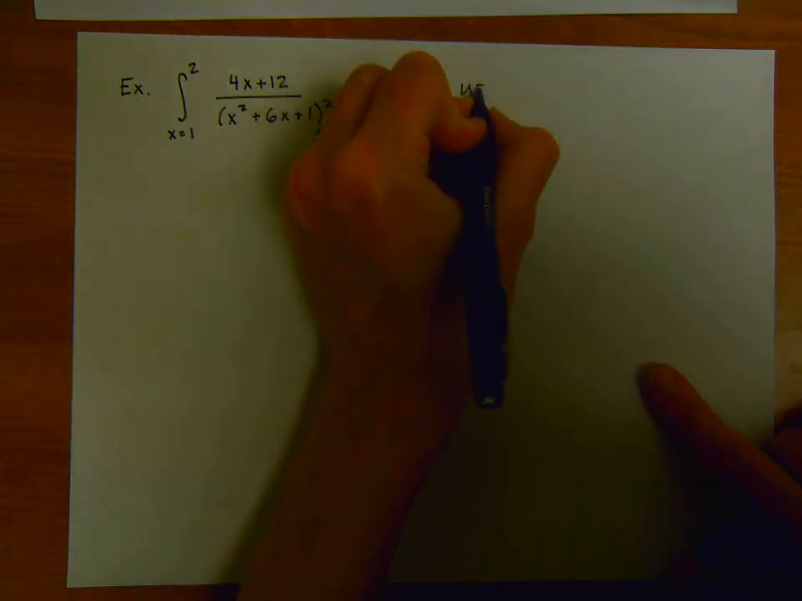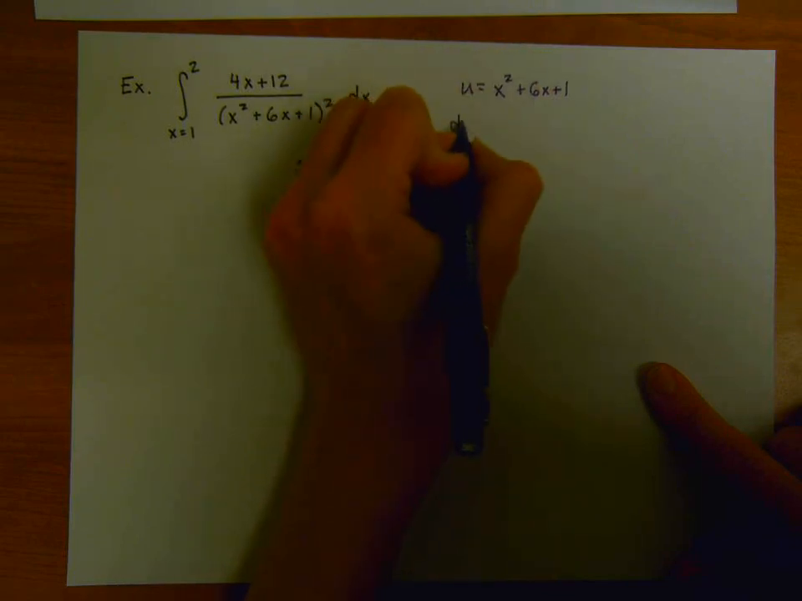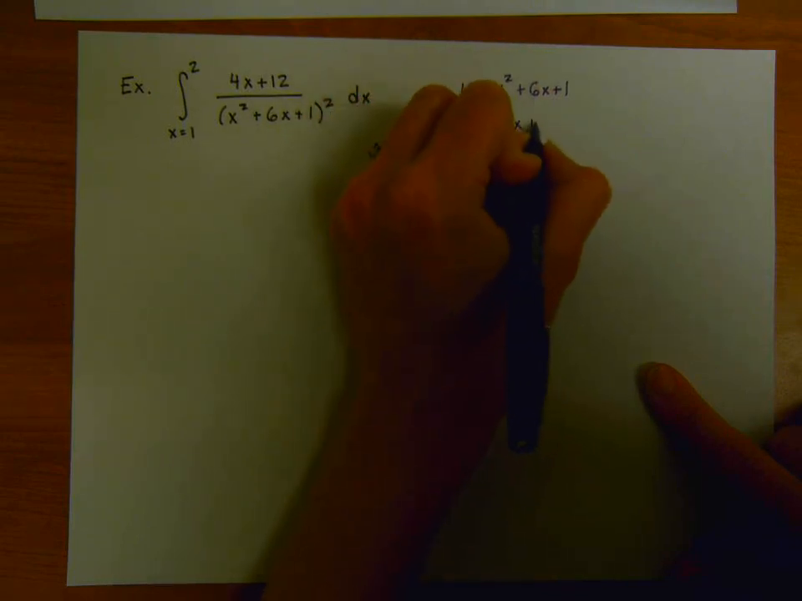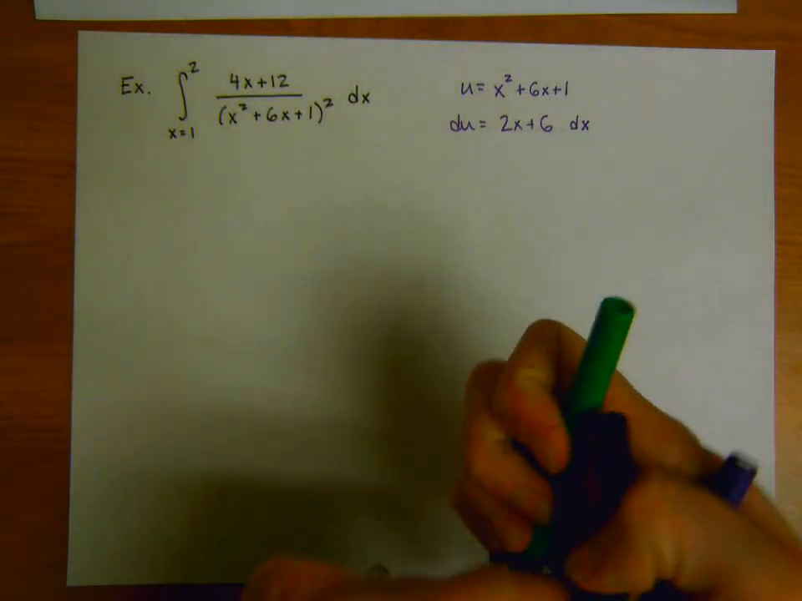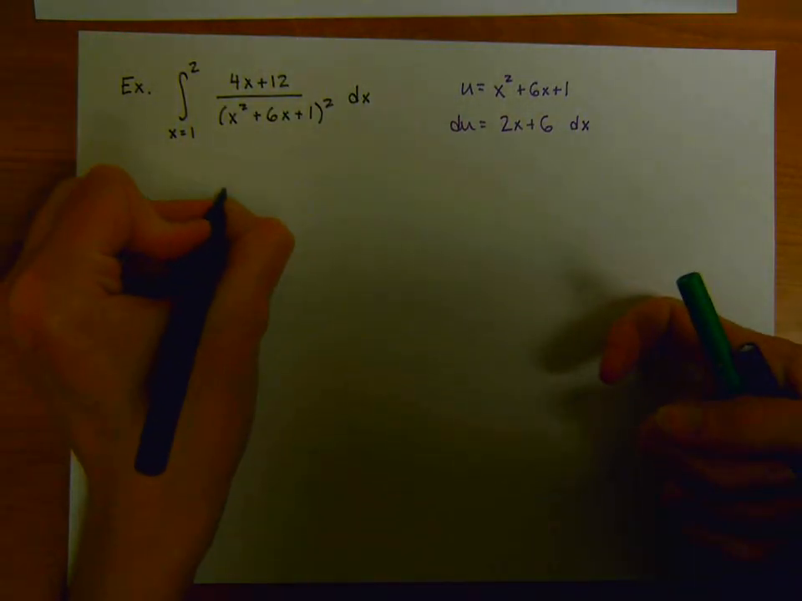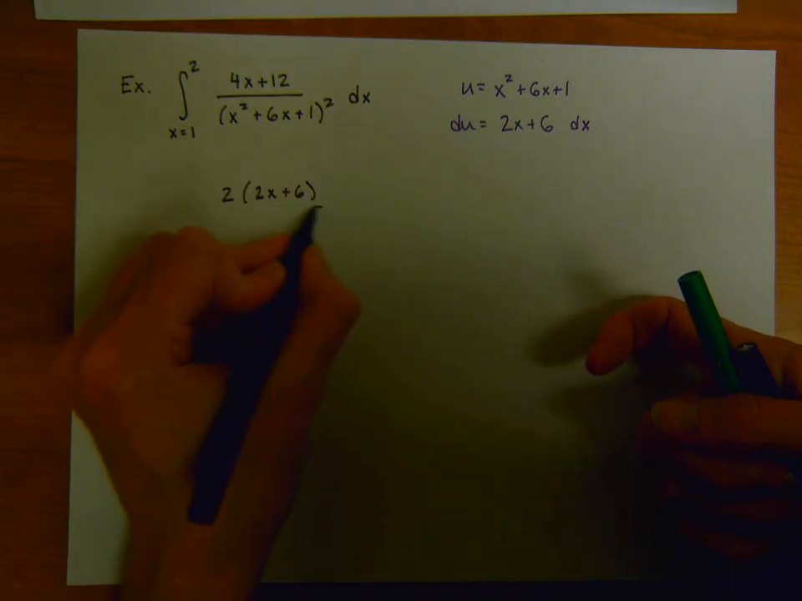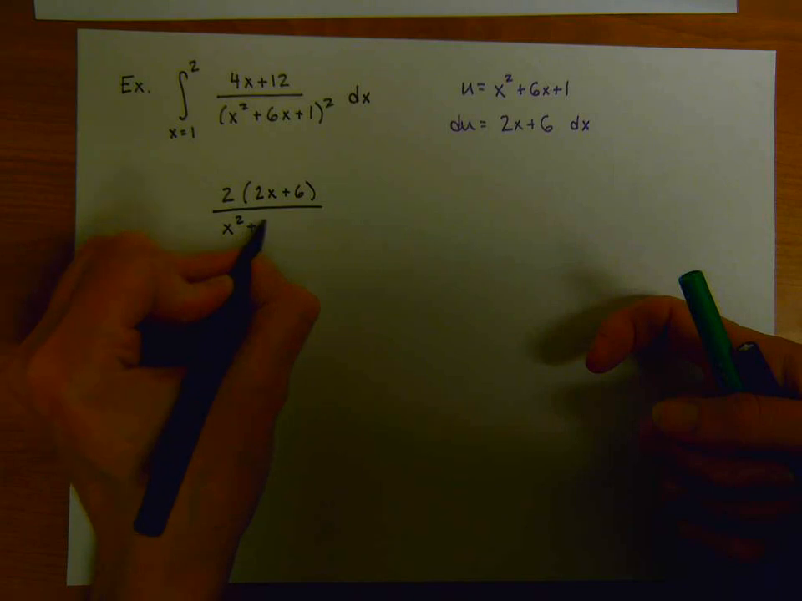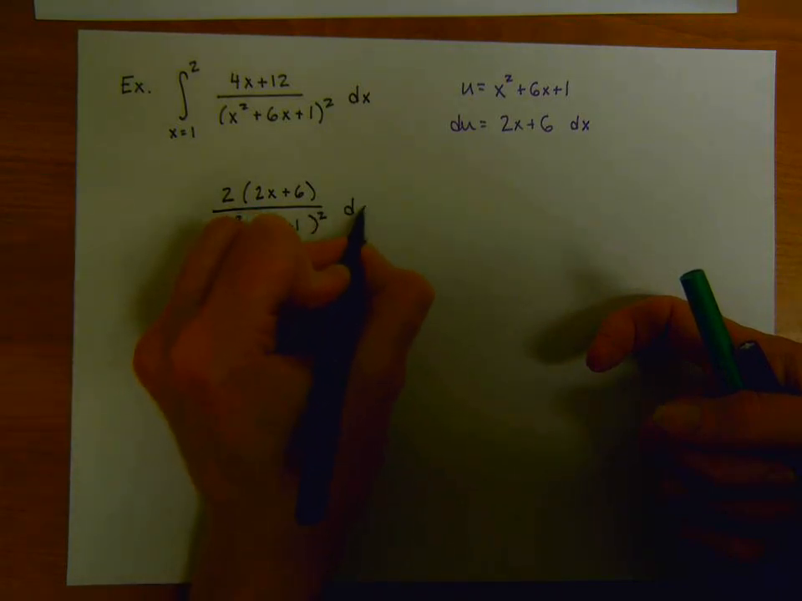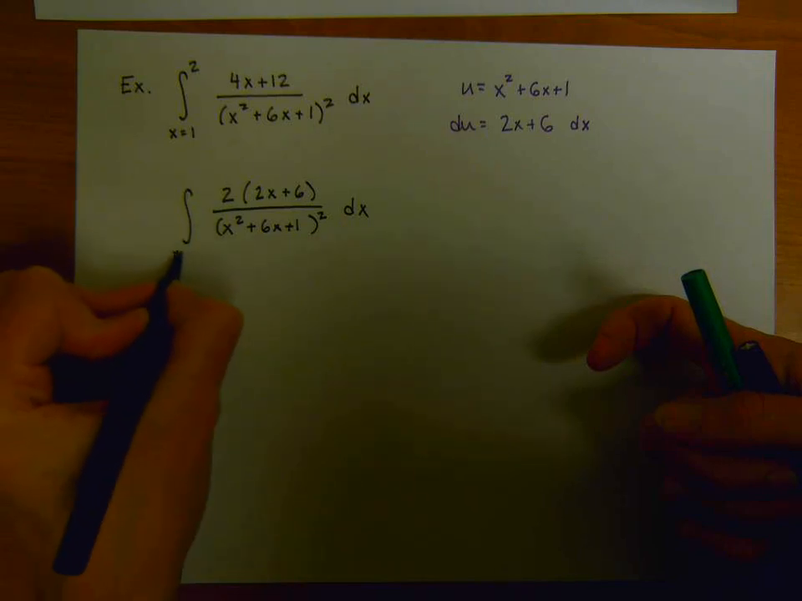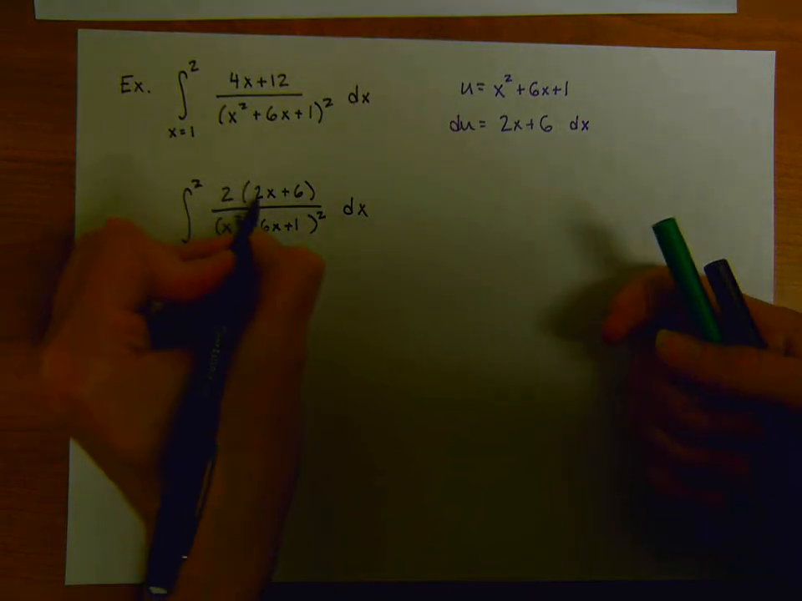We're going to pick our u to be equal to x squared plus 6x plus 1. Our du is going to be equal to 2x plus 6 dx. We're going to do that same manipulation that we did before to be able to get our U-substitution. 2 times 2x plus 6 divided by x squared plus 6x plus 1 quantity squared dx, evaluated as x goes from 1 to 2.